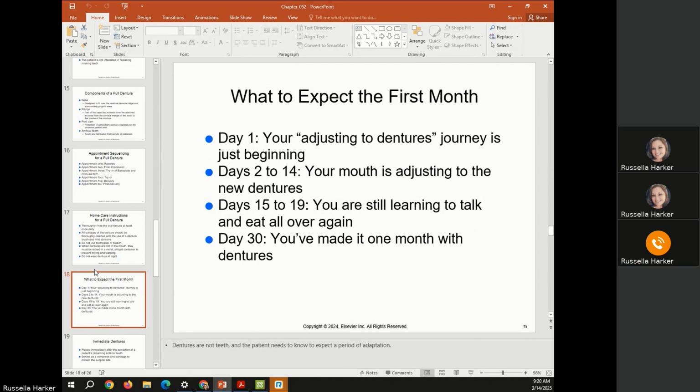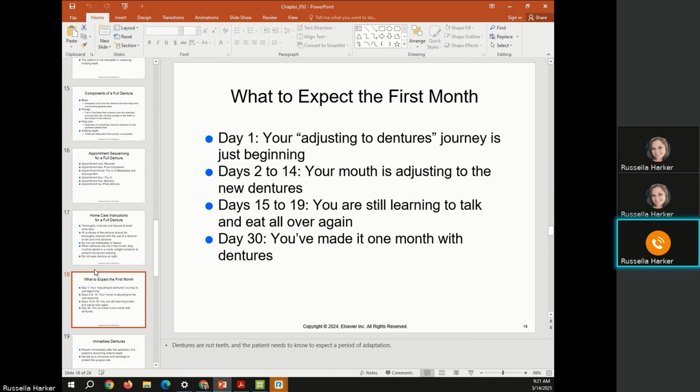In the first month, these are things to expect. On the first day, the patient's going to be adjusting to their dentures and their journey is just beginning. So with that, they have a lot of adjustments to expect. On days 2 to 14, their mouth is still adjusting to their dentures. They're still learning to talk and eat all over again, even through days 15 to 19. On day 30, they've made it through 1 month of their dentures.